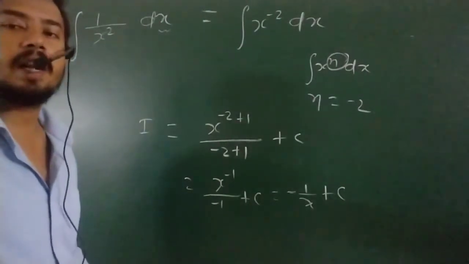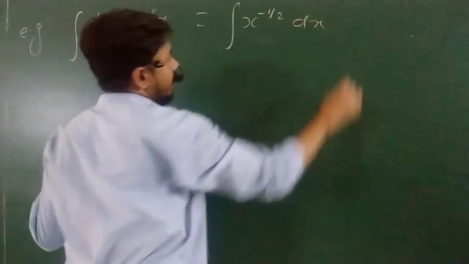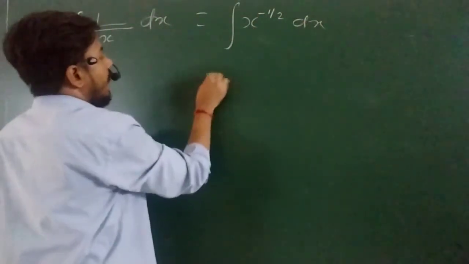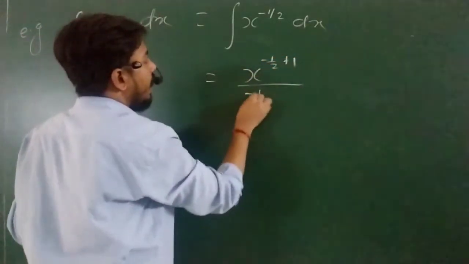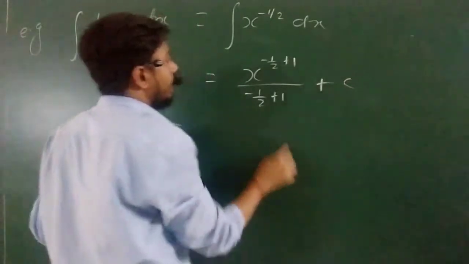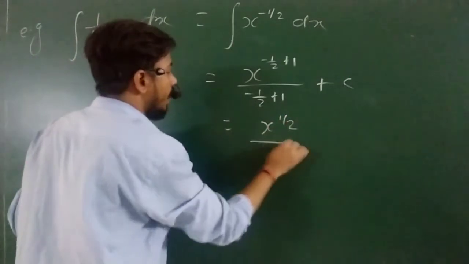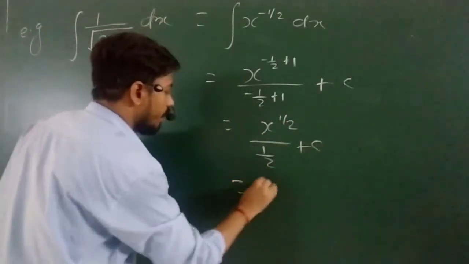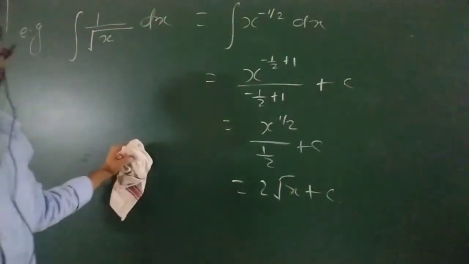Next. Now see the integration of this one, 1 by root x dx. Again we can convert this one into power form. This becomes x power minus 1 by 2 dx. Yes or no? So n is equal to minus 1 by 2. This becomes x power minus 1 by 2 plus 1 divided by minus 1 by 2 plus 1, plus c. So this becomes x power 1 by 2 divided by 1 by 2, plus c, so this becomes 2 root x plus c. Getting my points? Okay.